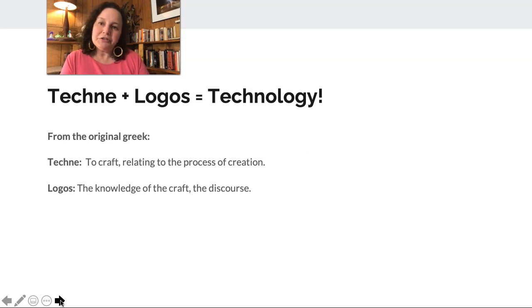I also want to point out that there are uses of this type of way of explaining technology in ways that have nothing to do with what we would think of as a common sense definition of technology.